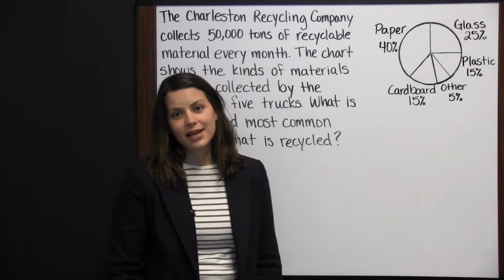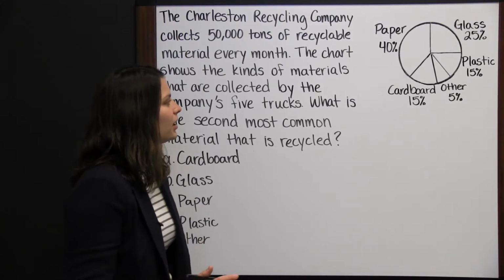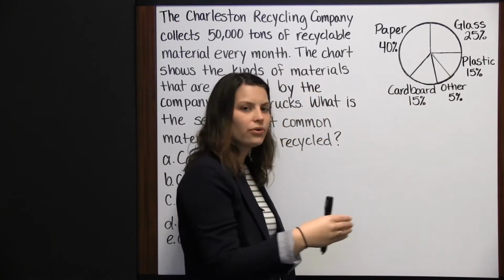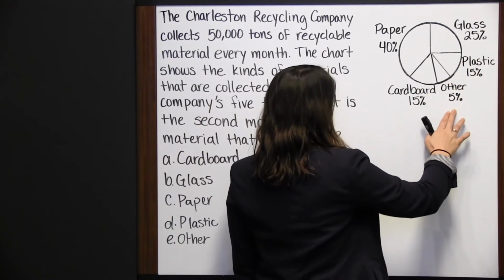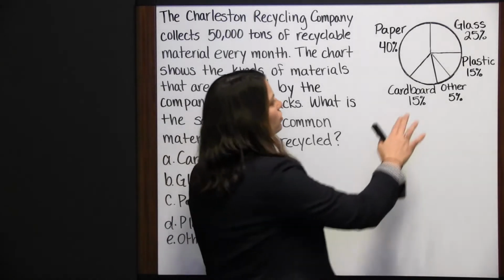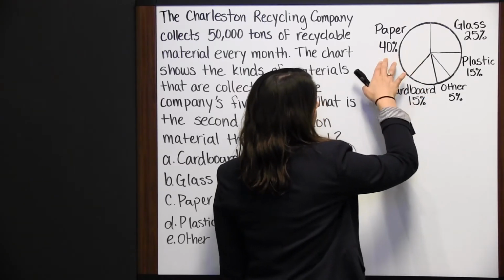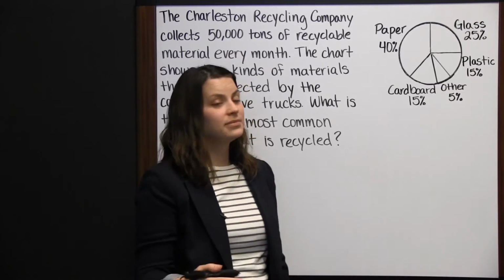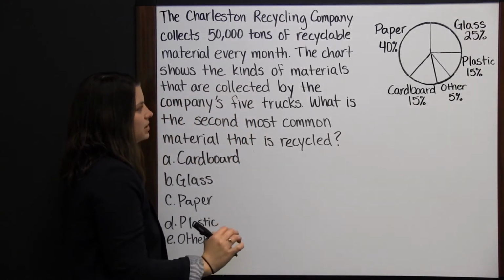This is a pie chart, and a pie chart is a visual representation of data. The data represented in the chart will add up to a total of 100%. 40% plus 25% plus 15% plus 5% plus 15% is a total of 100%. The larger the slice, the larger the percent. And the larger the slice and percent means the more common that piece of data is, or the more times that data occurs. So in this case, they're asking what the second most common material is.